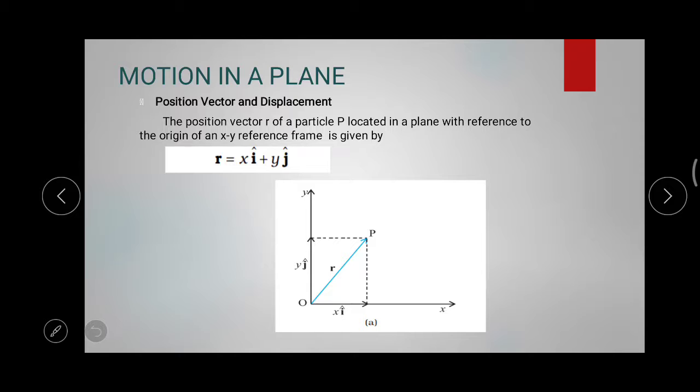Here you have a point P, and OP is represented as the vector small r. The x component of the vector is x i cap, and the y component is y j cap. So by using the parallelogram law, you can write this as r is equal to x i cap plus y j cap.